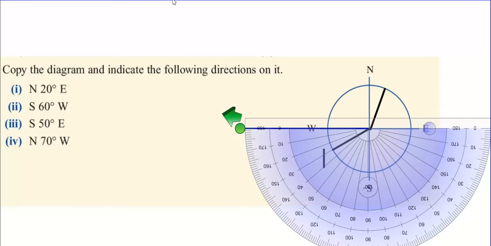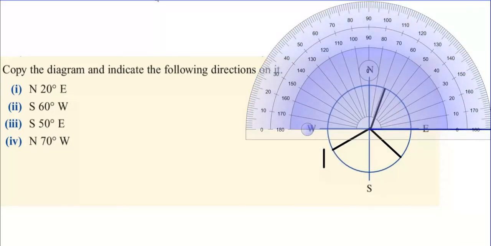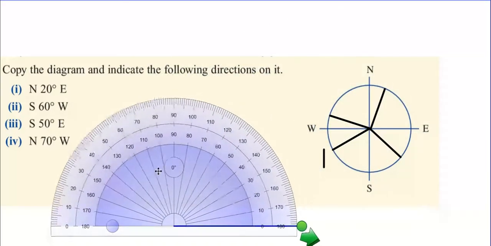Next one, south 50 degrees east. So go south again, and then just go 50 degrees to the right. That's 10, that's 20, that's 30, that's 40, and that's 50 degrees to the right. And finally north 70 degrees west, which will be, start with north, and then go 70 degrees west, which will be all the way down to there. Okay, and there you go, there's your answers for question 19.